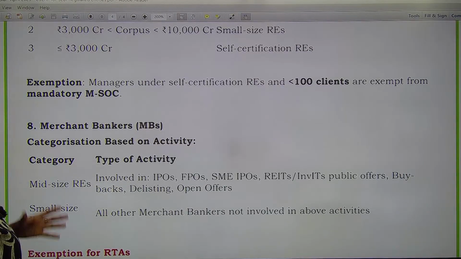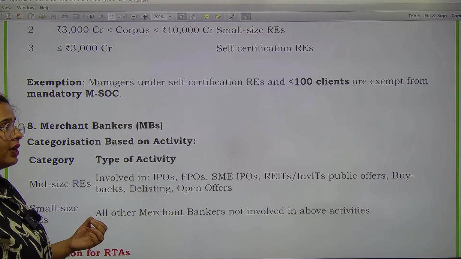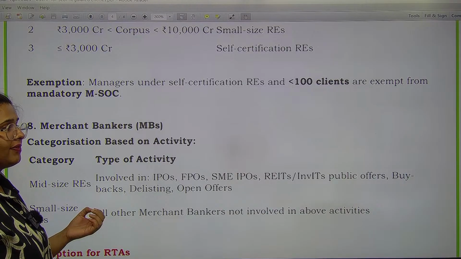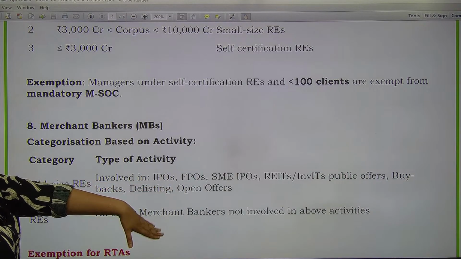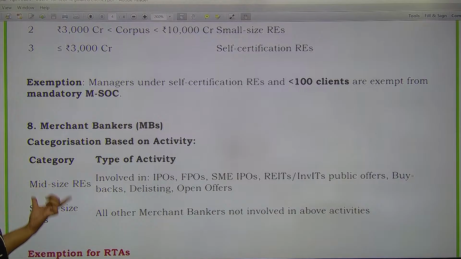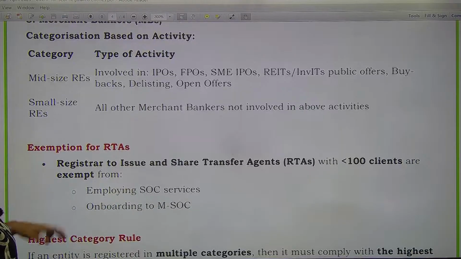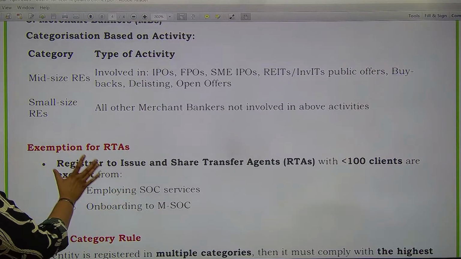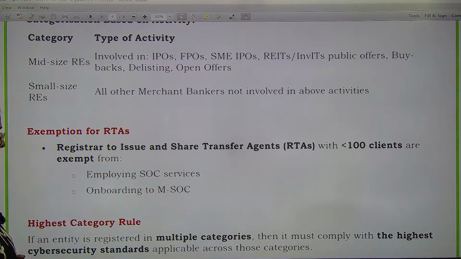For merchant bankers, you will be called as mid-size if you are involved in IPO, FPO, SME IPO, as well as real estate investment trust or infrastructure investment trust public offers. So you will be called as small size if you are among all other merchant bankers who are not involved in these kinds of activity. So for a merchant banker, these categories are based on what kind of functions they are performing. And for exemptions to the registrar to issue and share transfer agents, if they are having less than 100 clients, they don't have to comply with these directions.